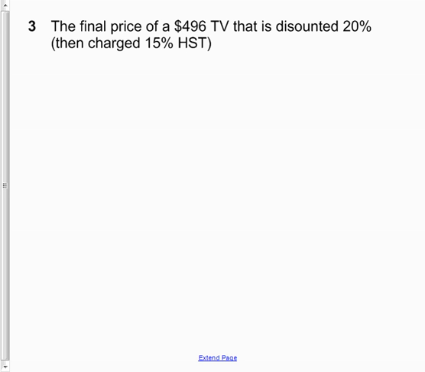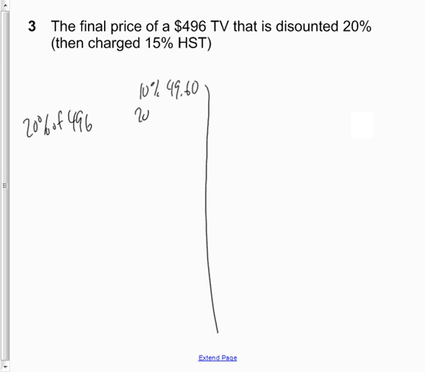Okay. The next question. Ooh, 60% of you got it right. It asks for the final price of a $496 TV that is discounted 20%, then charged 15% HST. Now there are two ways to do this. The first way is to take your $496 and figure out what 20% of it is. You could do it mentally: 10% would be moving the decimal one place, which would be $49.60. So 20% would be double that.